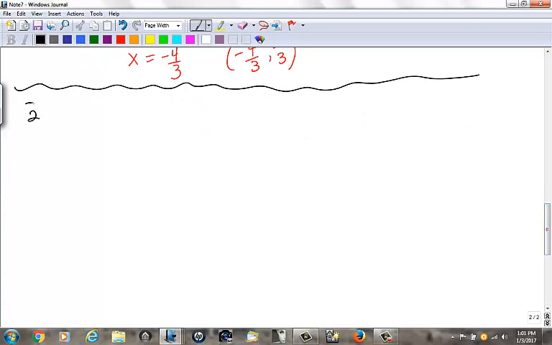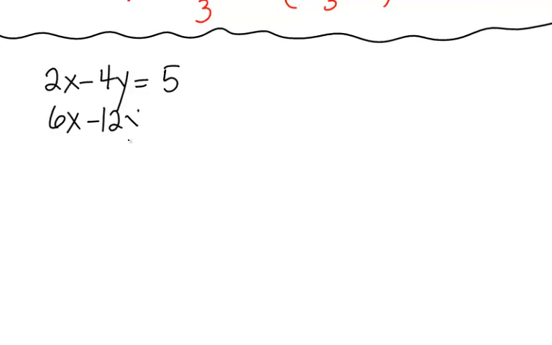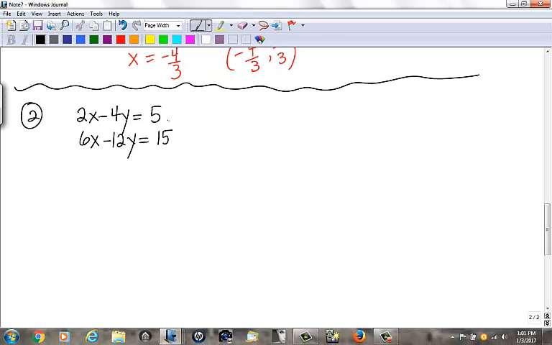Second example. 2 other equations. 2x minus 4y equals 5, and 6x minus 12y equals 15. First, look at those 2 equations.